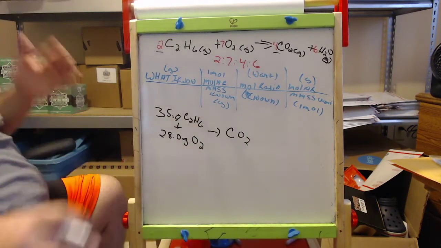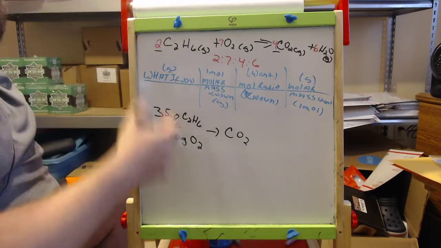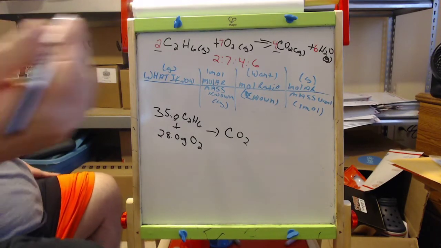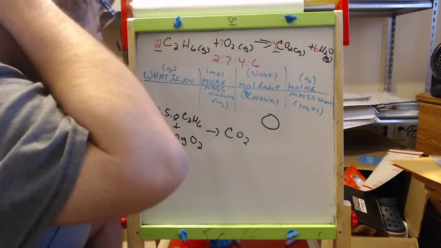Well, this time it's not excess. This time they gave me two amounts. And what I have to decide is which is going to run out first. Now, your book uses ice cream. I usually use pizza. And I can't draw. This is why I'm in science and not art.